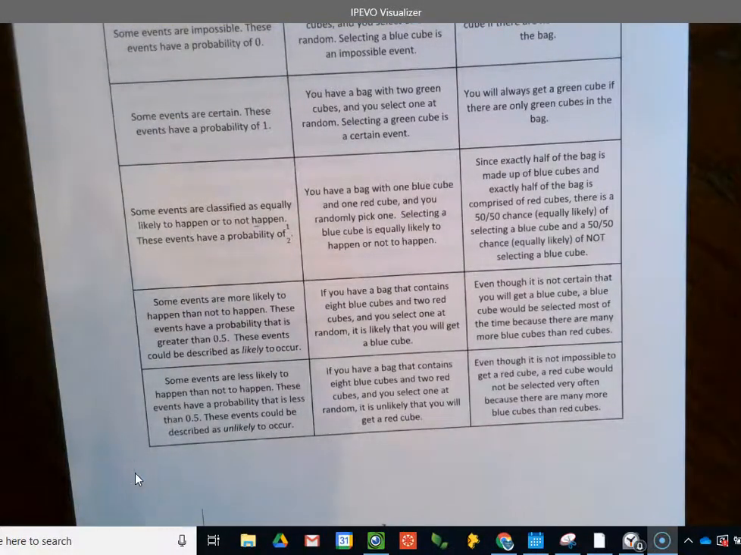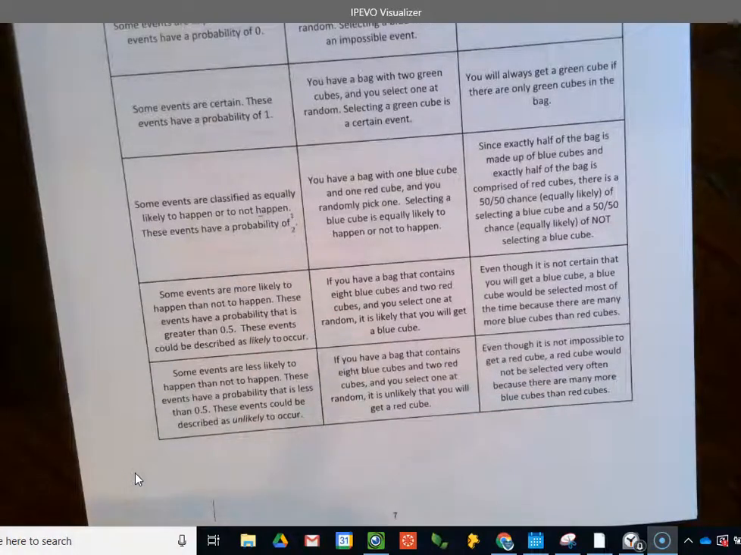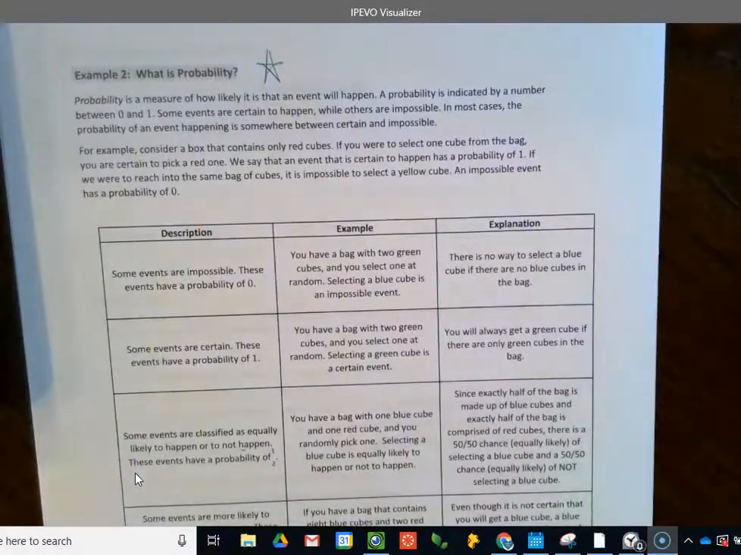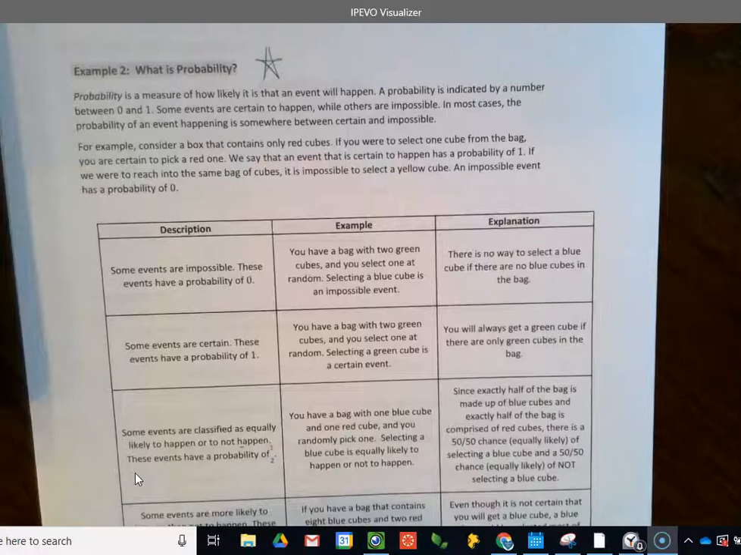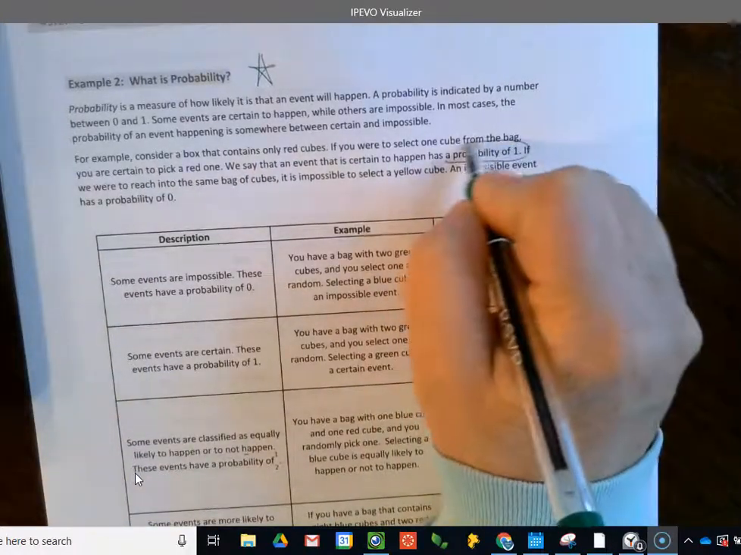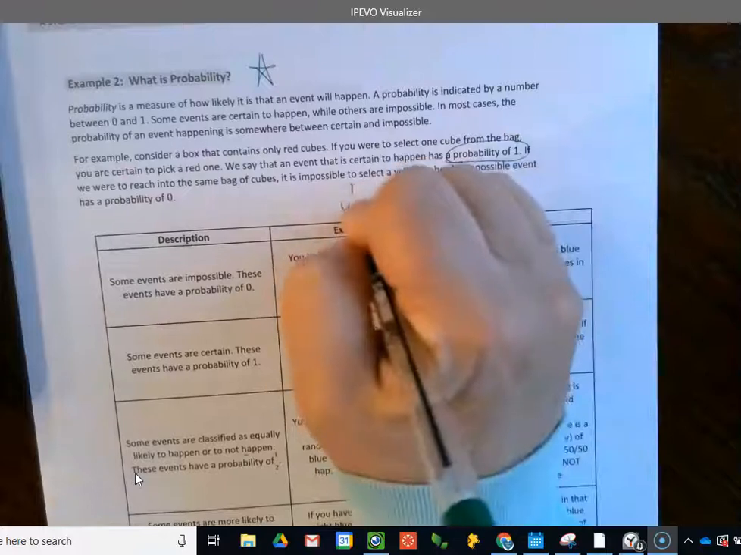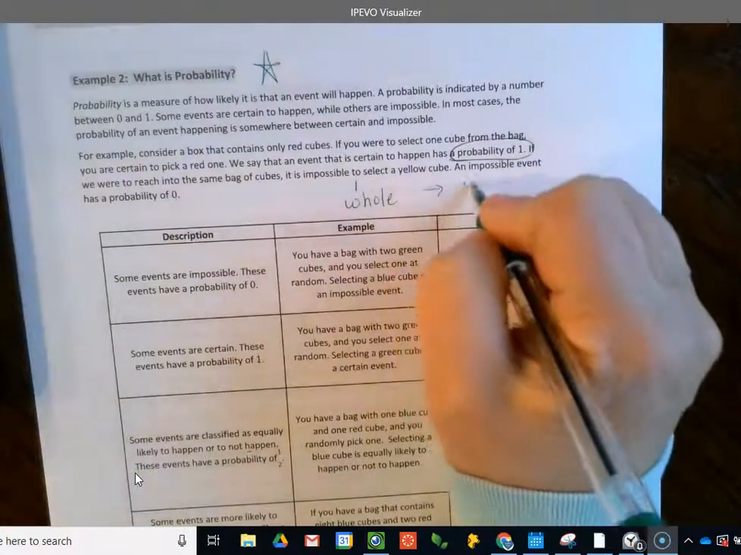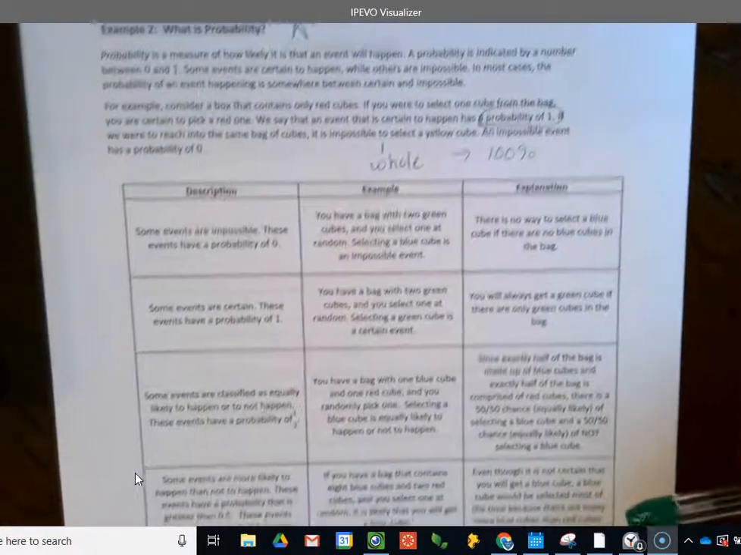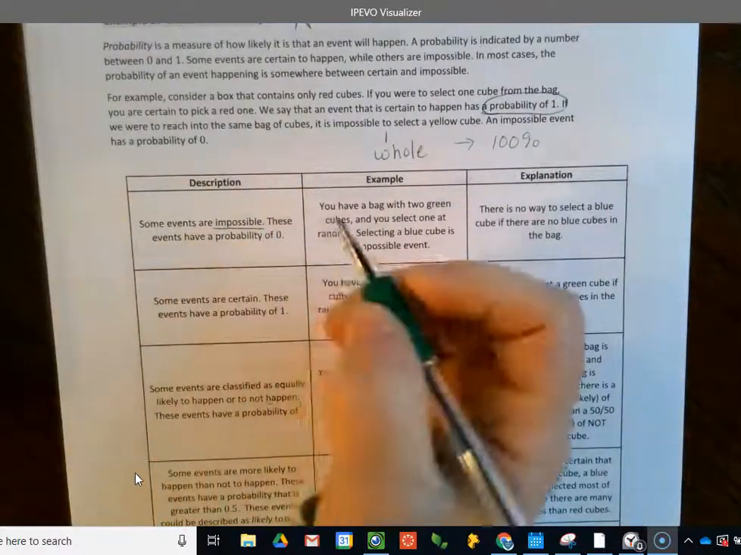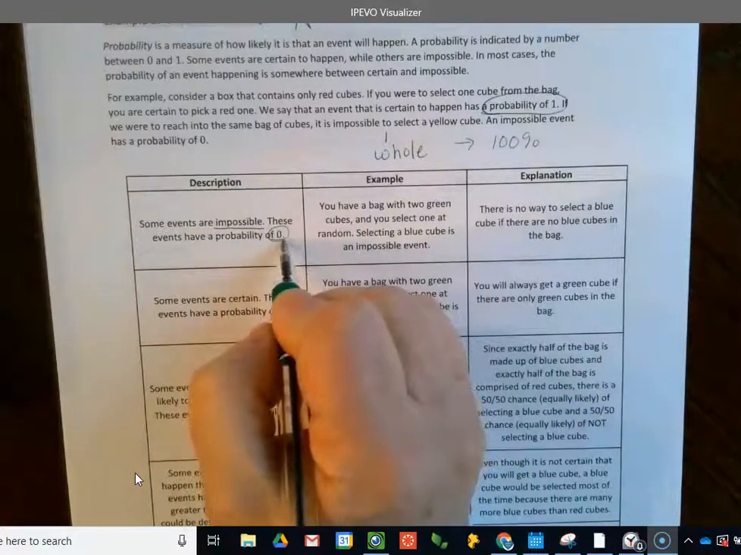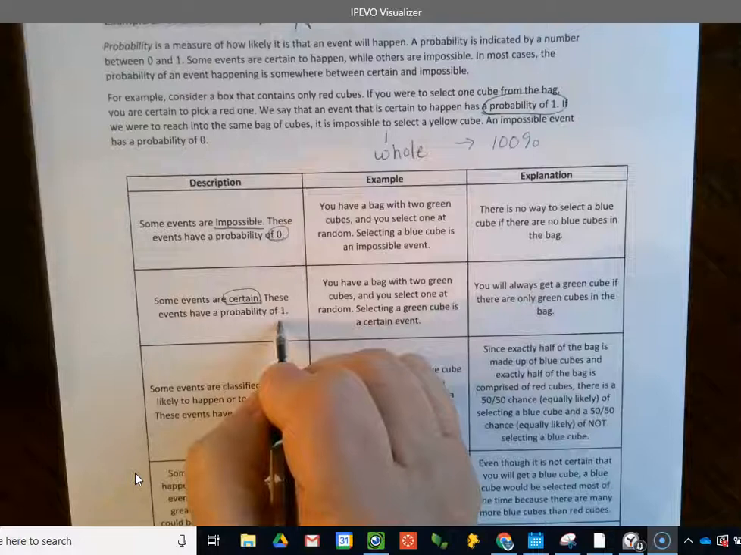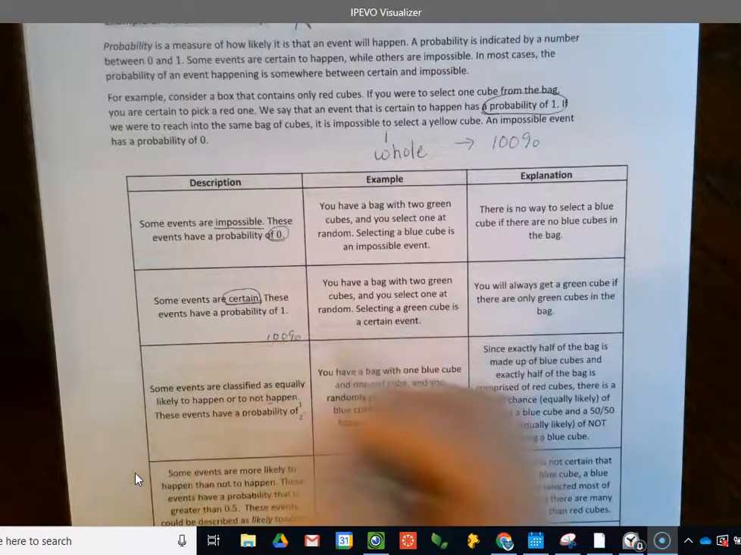All right, as we move into this part right here, these notes are critical. Please, this is a biggie for understanding the different parts. Remembering that probability is out of one whole, and of course you can remember that's 100% of the time. So it is impossible if it has a probability of 0. It is certain if it has a probability of 1. That's because there's a 100% chance that's happening.